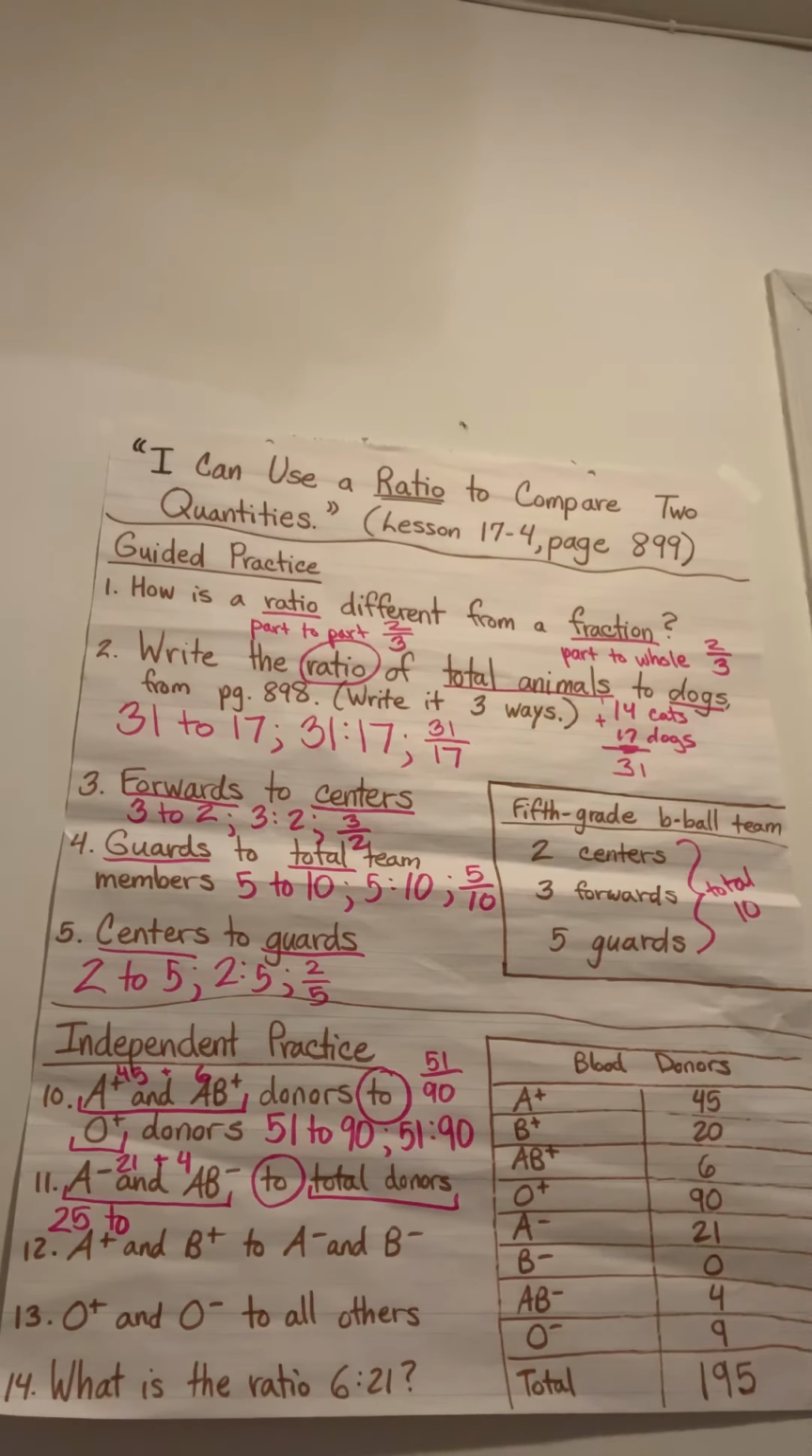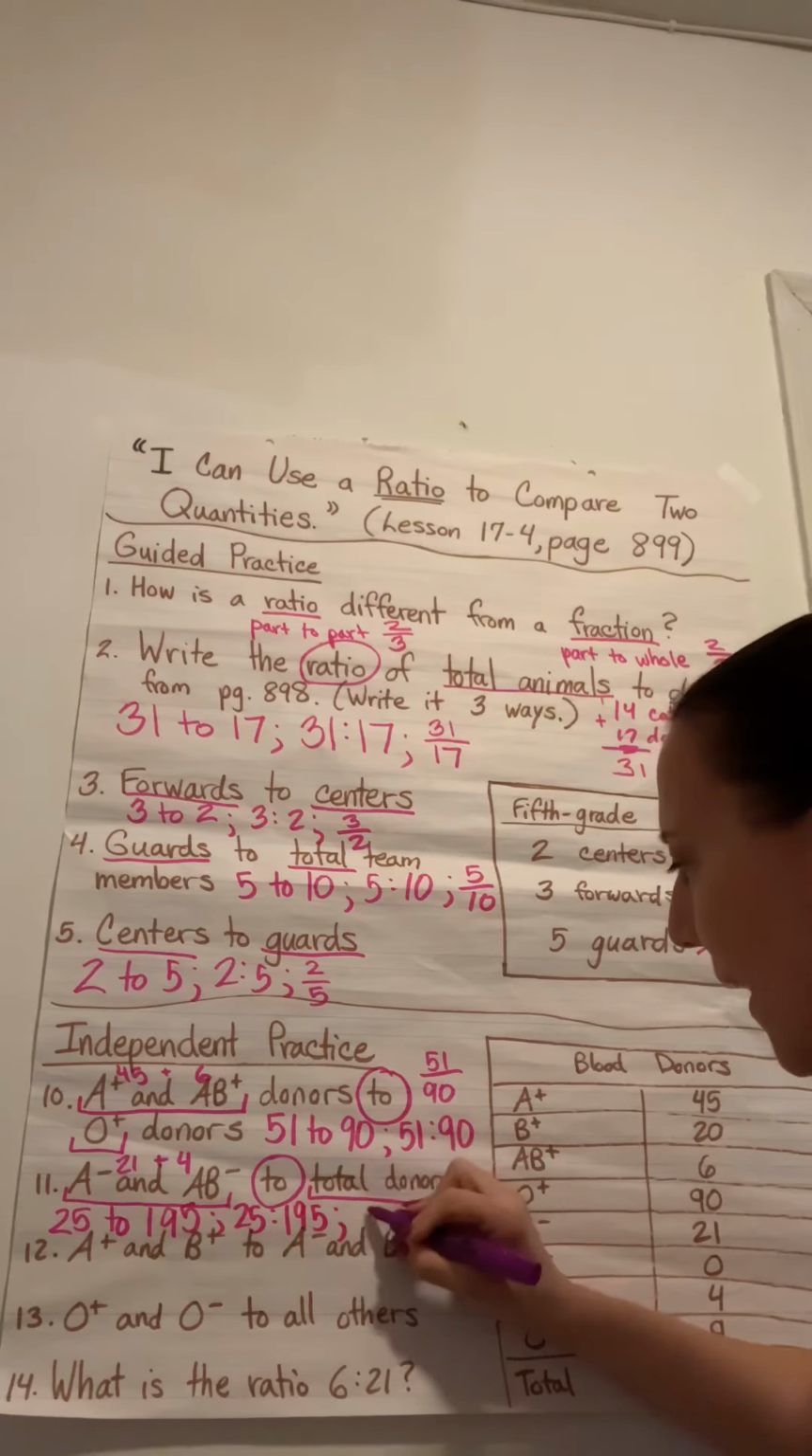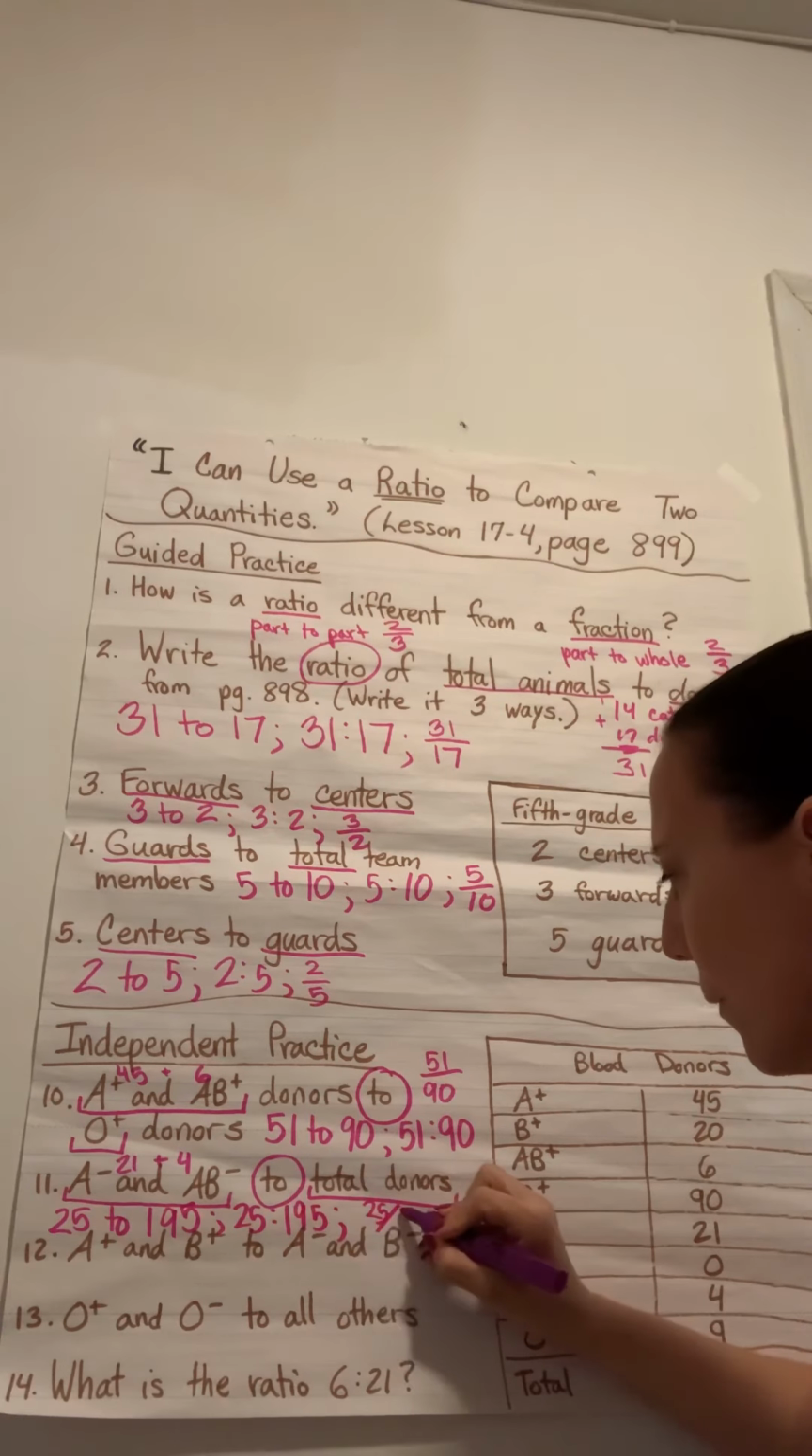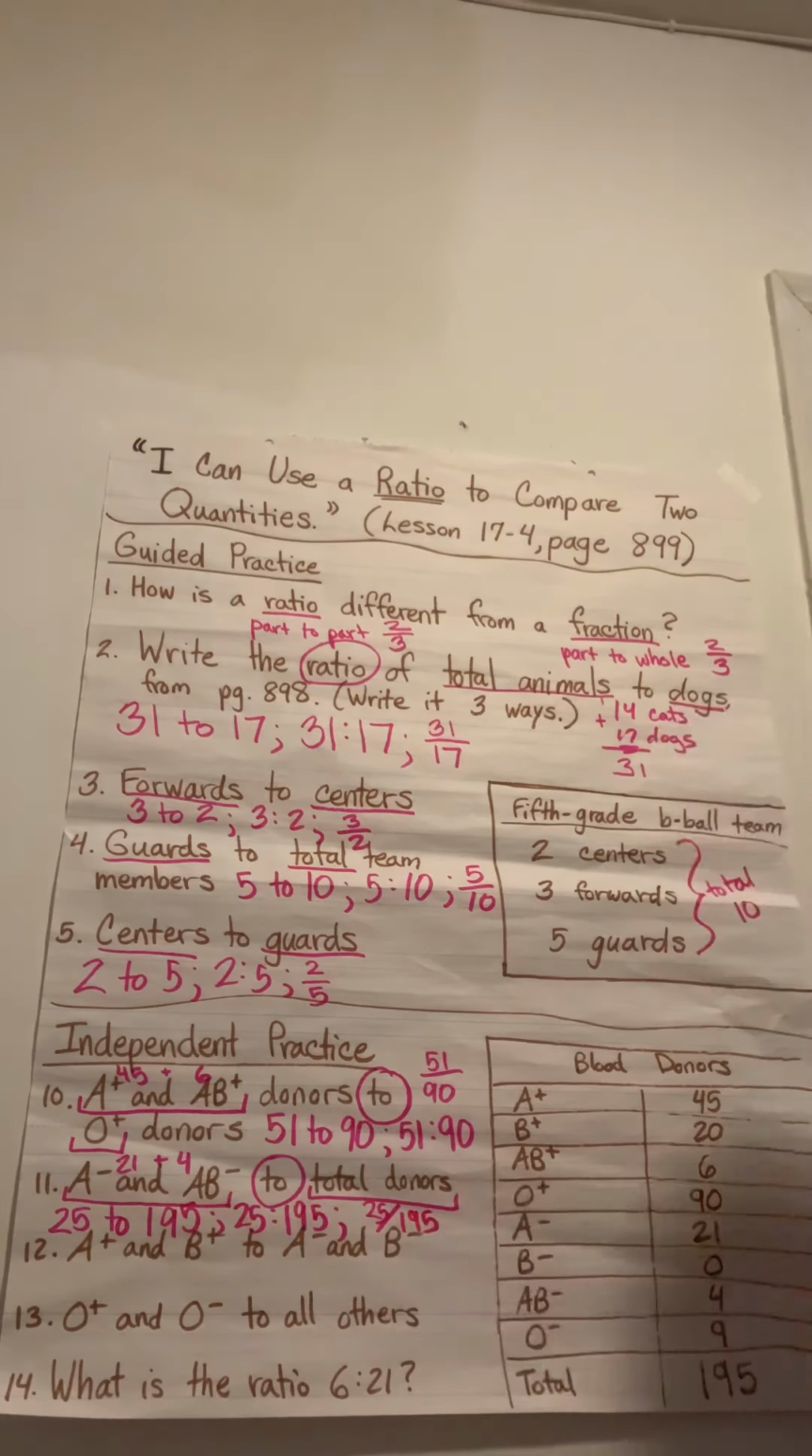Okay, so now I have to write it the other 2 ways, with the colon and as a fraction. Okay, number 12. Again, I'm going to find my 2. Here's my first part. Here's my second part.